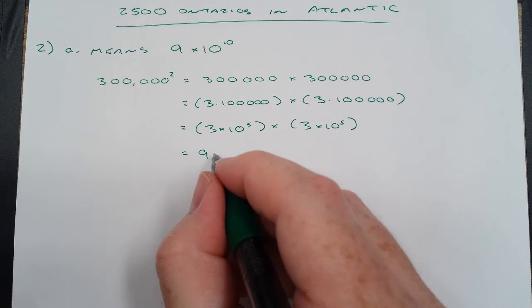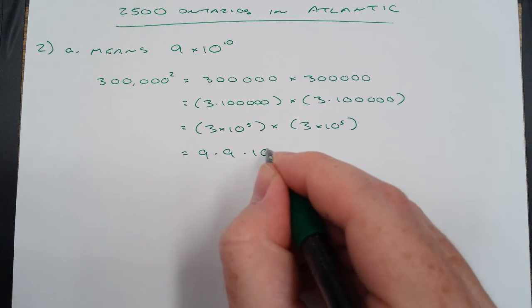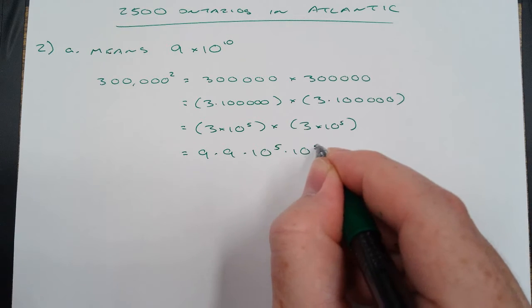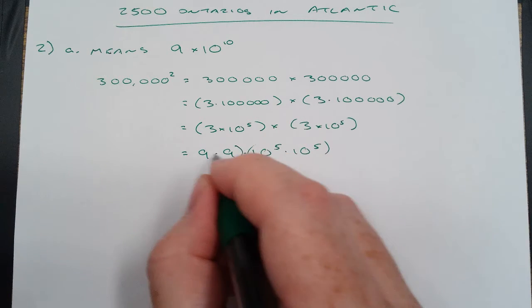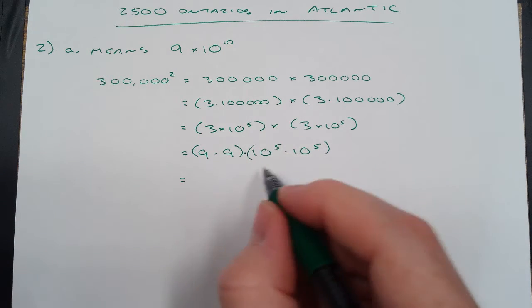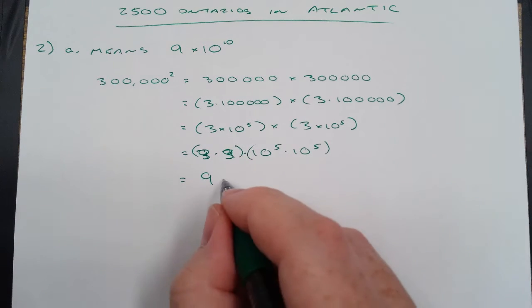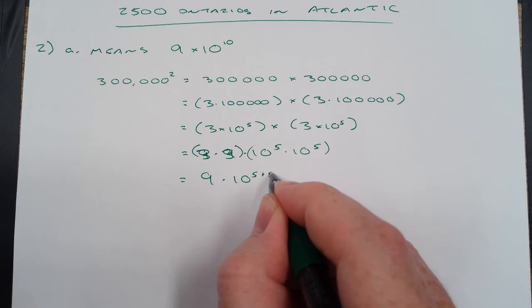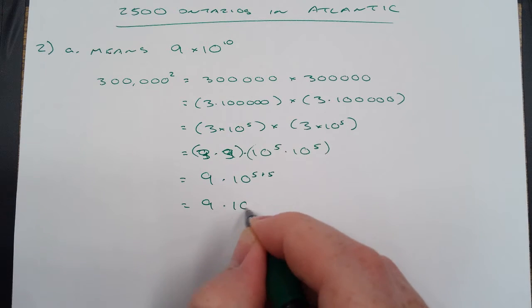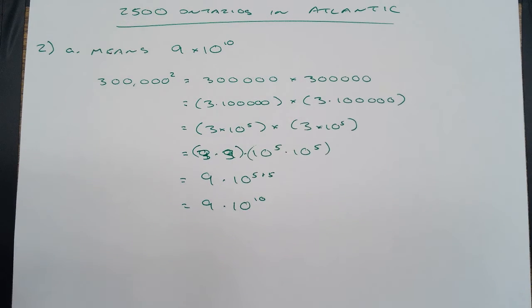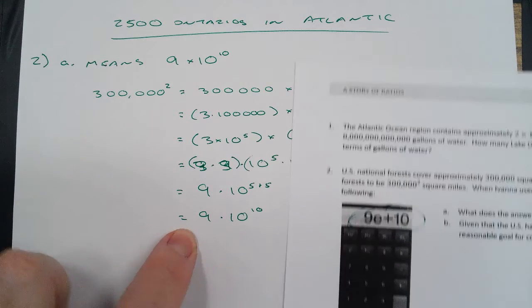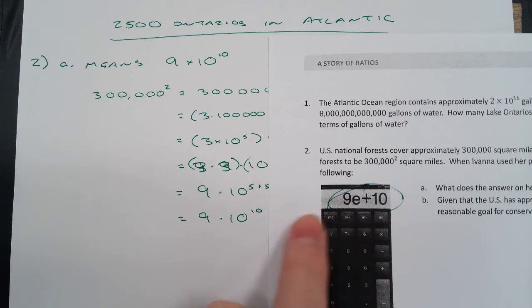And I'm going to use my commutative and associative properties again to do what I want to do, because it's all multiplication. Oh, I'm sorry, I gave away the answer. These should be 3 times 3. It's 9 times 10 to the 5 plus 5, which is 9 times 10 to the 10th. Calculators just don't write all of that. Calculators just put this, but they mean the same thing.